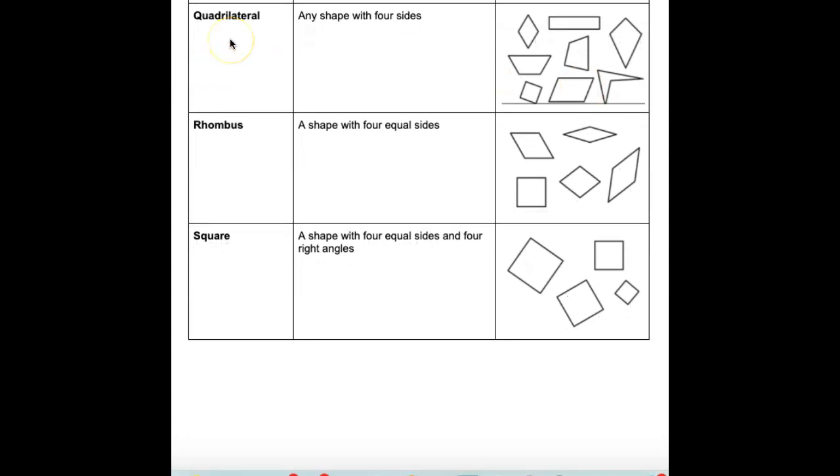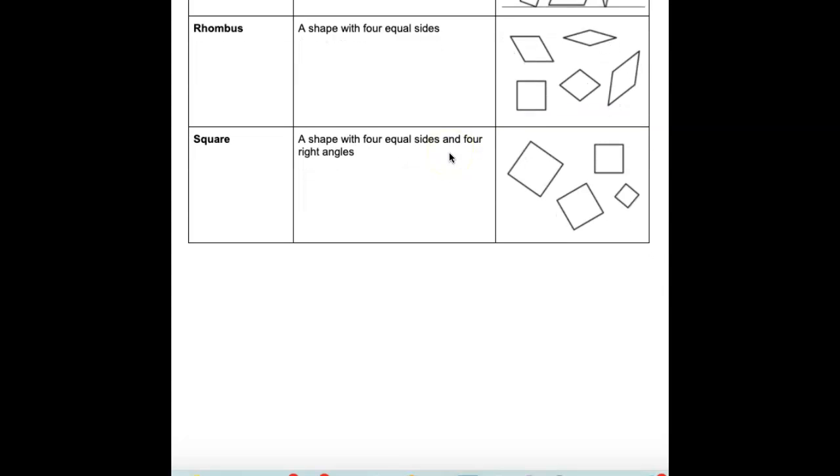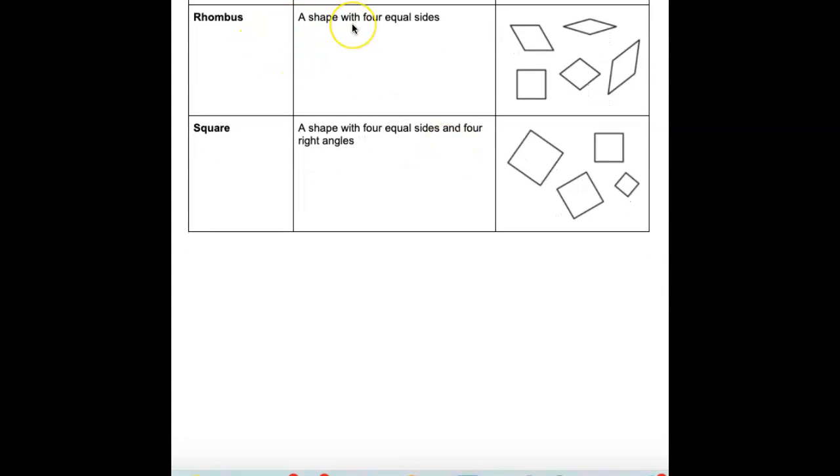Our next vocabulary word is quadrilateral. A quadrilateral is any shape with four sides. These are all examples of quadrilaterals because all of these shapes have four sides. A rhombus is a shape with four equal sides. All of these shapes are rhombuses because all four sides of each shape are equal.